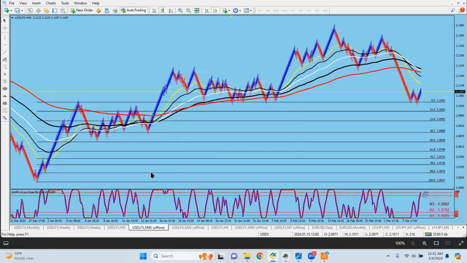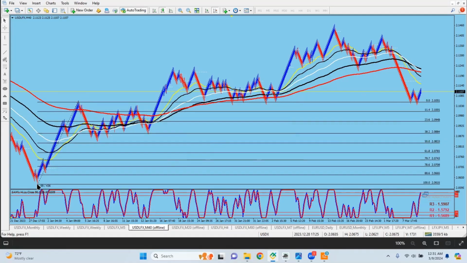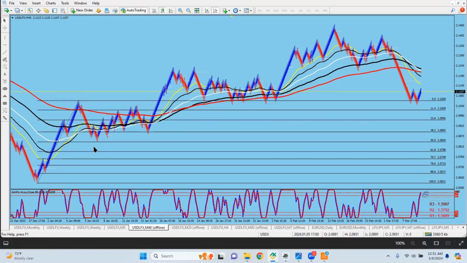Okay, so we never touched 61, but we did touch the 50%. Well, not touch it, like very close, right? Actually, we touched the 50%, right? You see that? So this could be wave 1 and wave 2, sideways, right? And then wave 3 will come. Now, if this thing goes here, and then this will start to happen.